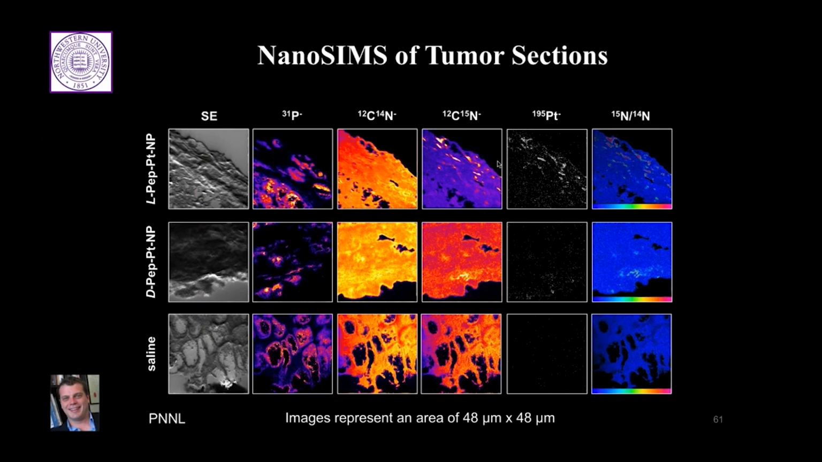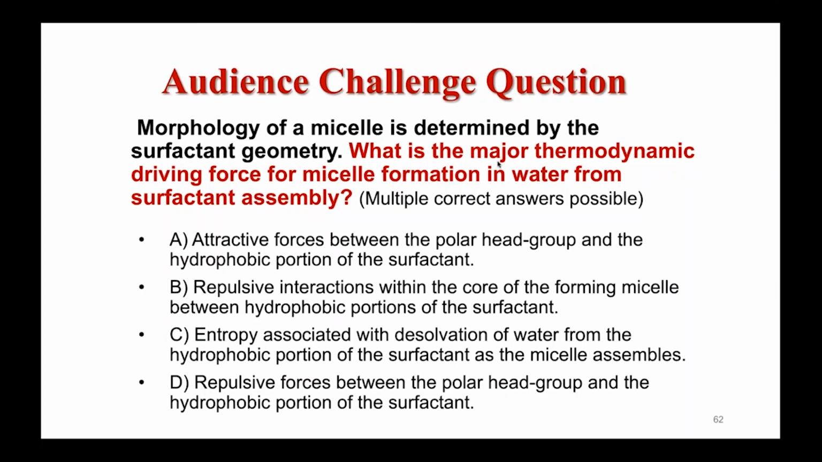So we got interested in other types of diseases, in particular heart disease, precisely for that reason. The models themselves more closely reflect human disease, and the human disease is untreatable at the sort of time points where we think nanomedicine has an influence. And I'll show you that in a second, but because they're exactly the same materials, I'm going to go to another challenge question for you about the basic concept of how we believe these materials actually work. For our next challenge question, it is, what is the major thermodynamic driving force for micelle formation in water from surfactant assembly?